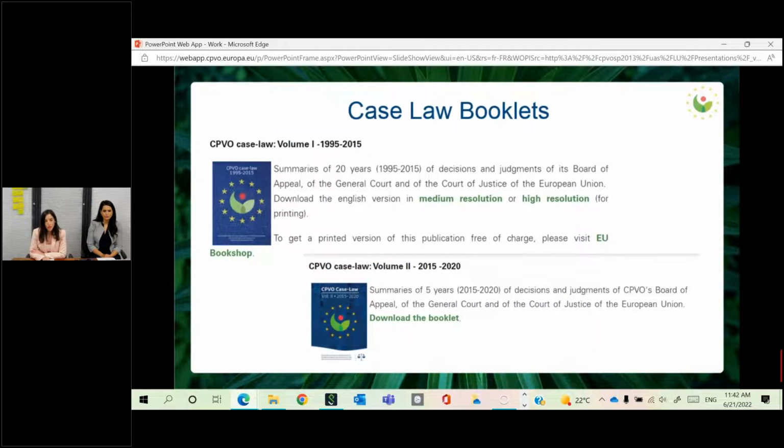And you may also want to check the case law booklets that are available on our website. You can download the booklet, and then you can see some summaries of all the decisions of the Board of Appeal of the CPVO and the judgments of the General Court and of the Court of Justice of the European Union.